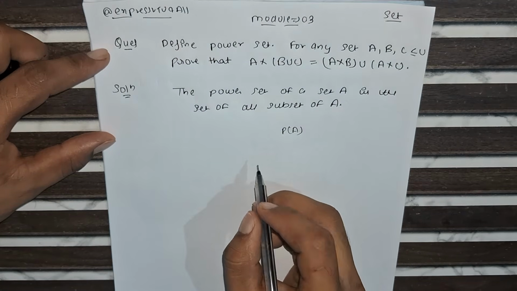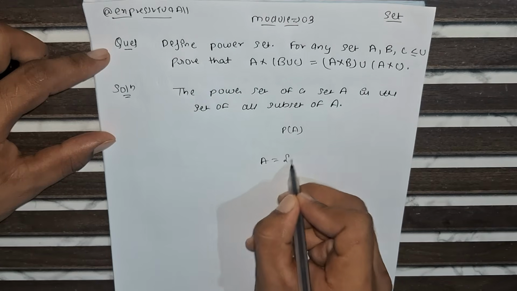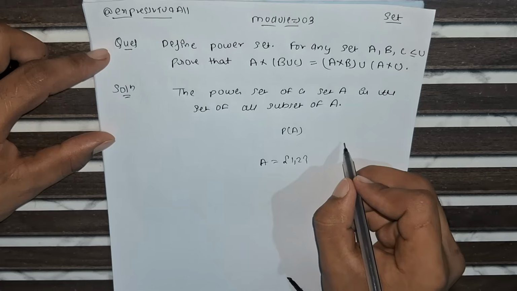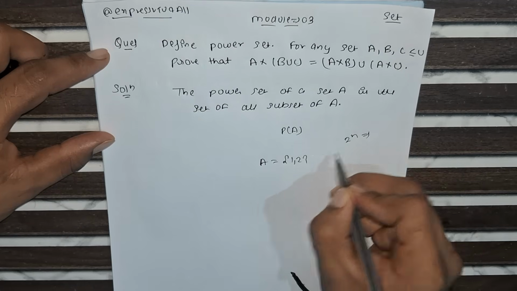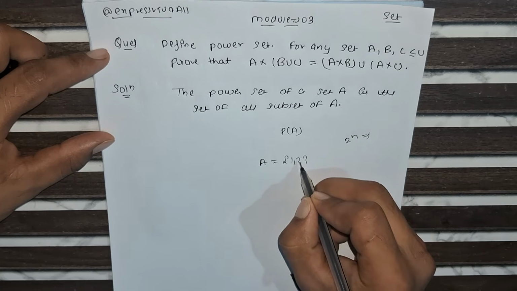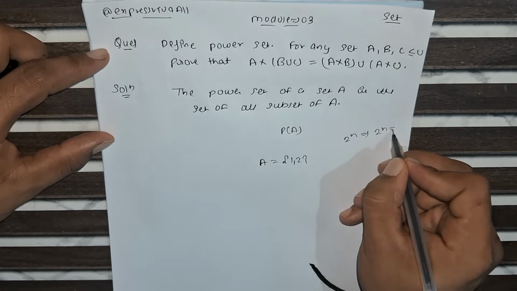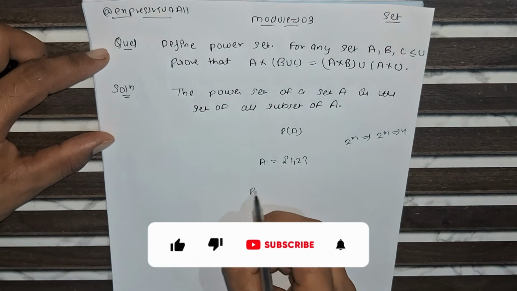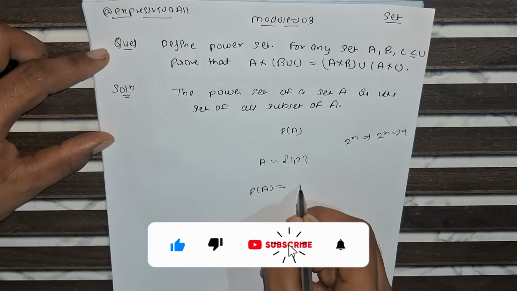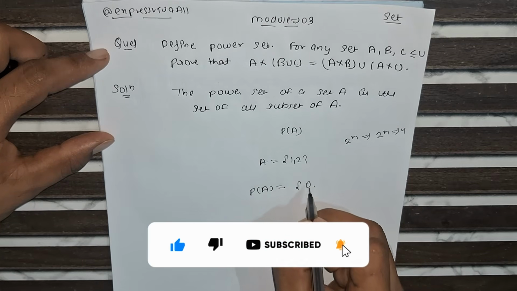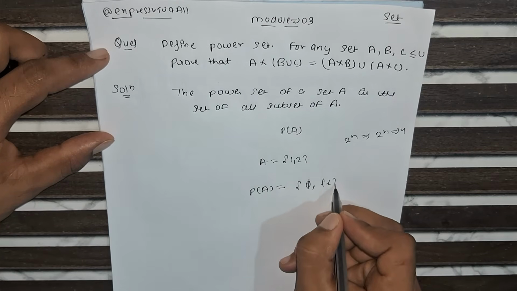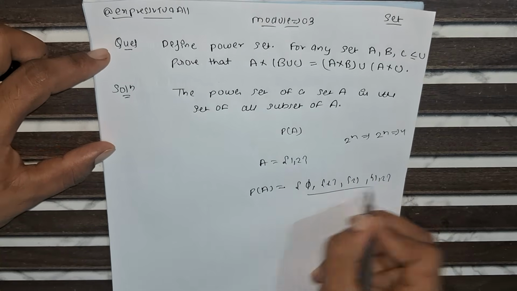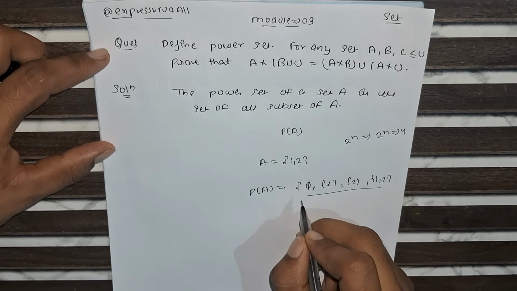Here we are considering an example with A equals {1, 2}. So what is the possible power set of {1, 2}, which is nothing but 2 to the power n. What is the value of n here, which is 2. So 2 to the power 2 is equal to 4. So 4 subsets of A are there. It means the power set of A is equal to {empty set, {1}, {2}, {1, 2}}. So these are our 4 subsets of this power set.